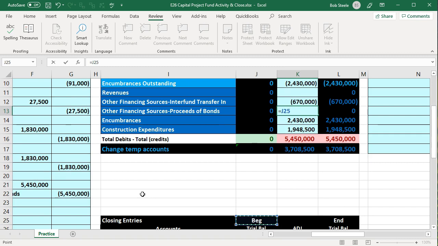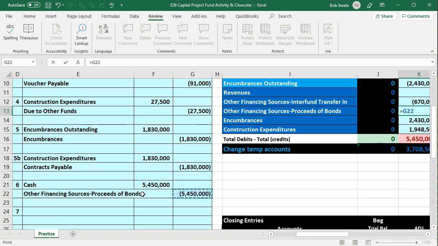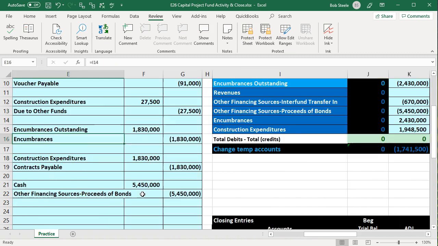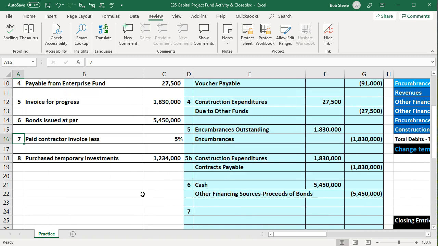Scroll back down, and we're picking up the credit amount there, the $5,450,000. There we have that. We're back in balance. Looks good. Next one is what we're on, number 7. Paid contractor invoice less the 5% retainer.